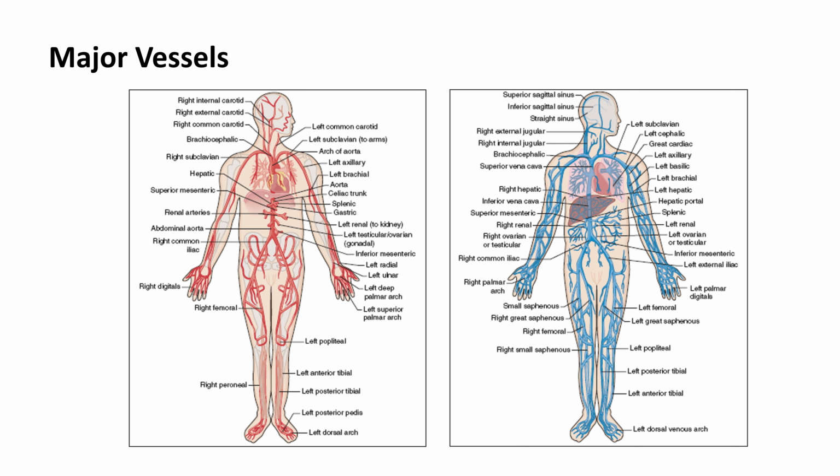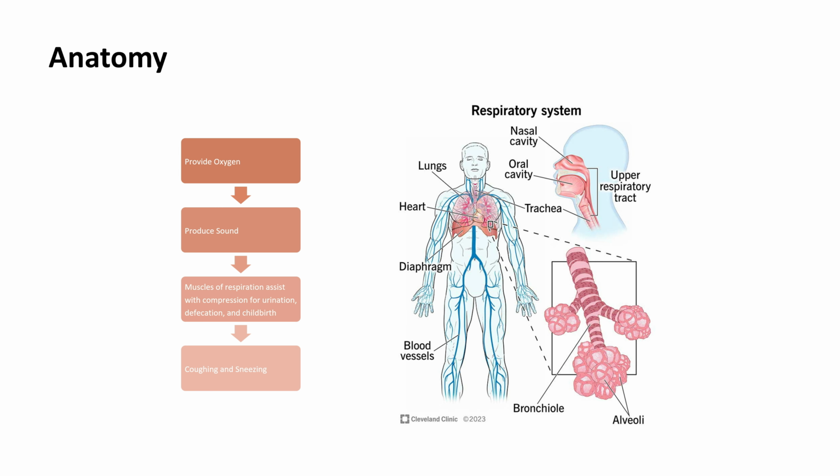All right, let's get into your respiratory system. So your respiratory system is going to provide your oxygen. It produces sounds, muscles of your respiration to assist with compression for urination, defecation, childbirth, coughing, and sneezing. And here you see in the graphic your lungs and your diaphragm. You'll see here the breakdown of your bronchioles down to your alveoli. Okay.